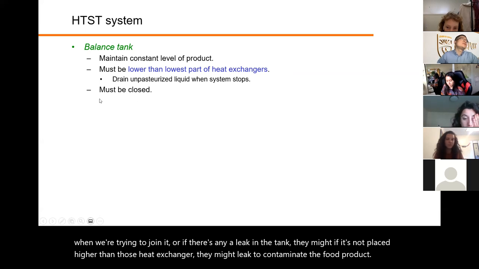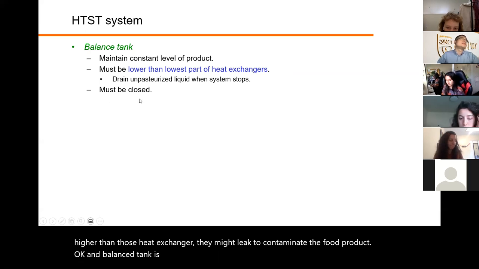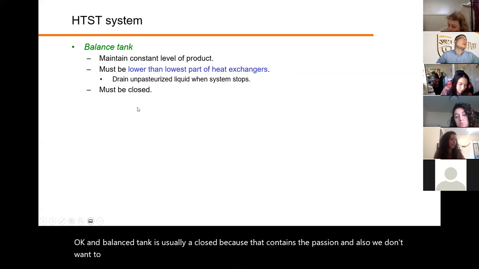And the balance tank is usually closed because it contains the pasteurization, and also we don't want the milk to be contacting the air.